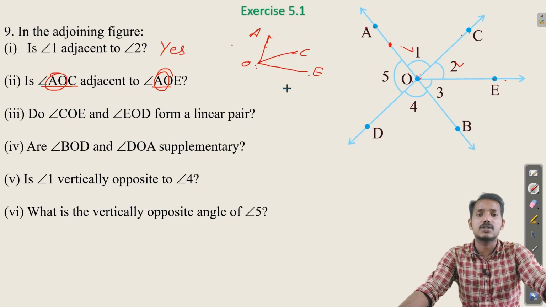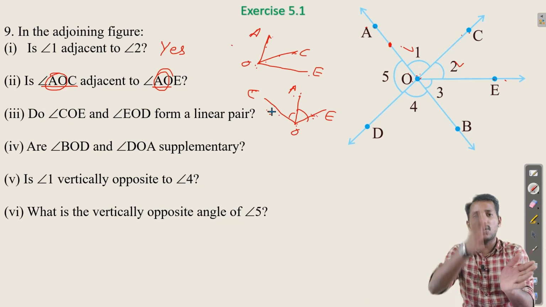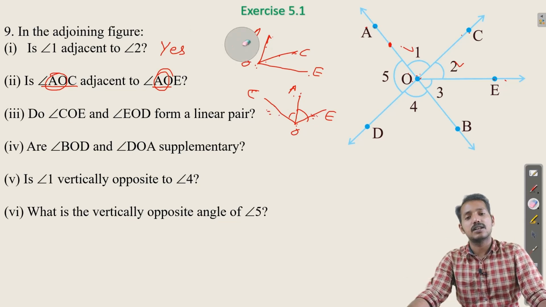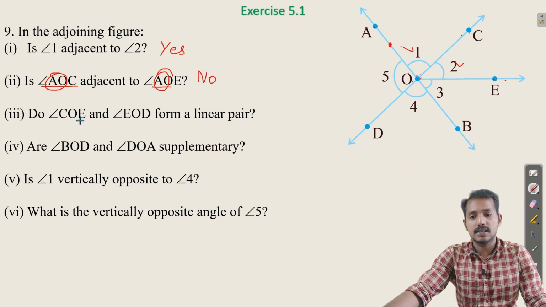To be adjacent angles, the condition should be like this: AO, CO. In this case, we can say these are adjacent angles because the common arm is in between the non-common arms. That means the non-common arms are on either side of the common arm. Therefore, they are not adjacent angles. That is a very important thing we have to remember. So this is no.